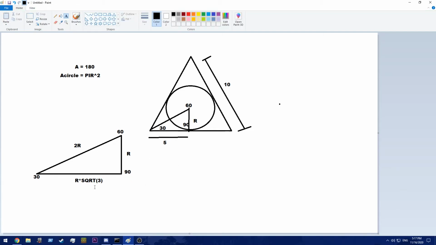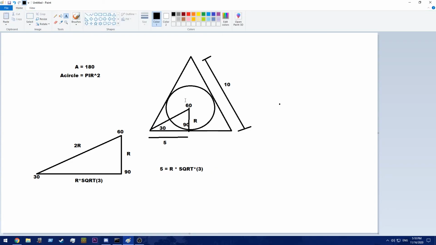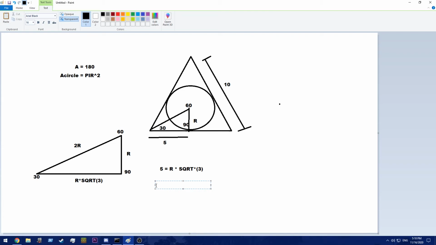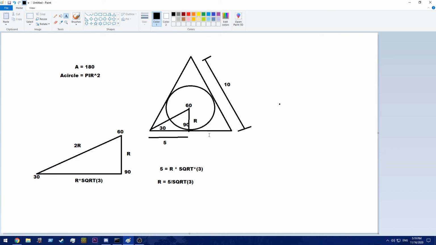So if you want to find r here, and you happen to know this, you know that 5 equals the length of the bottom there, r times the square root of 3. To find the radius in order to calculate the area of this circle, it's easy, you just move it to one side. So r would equal 5 over the square root of 3. So with that, you have the radius. The radius is 5 over the square root of 3, which is some number. I don't think I have a calculator, so you'll have to do that.